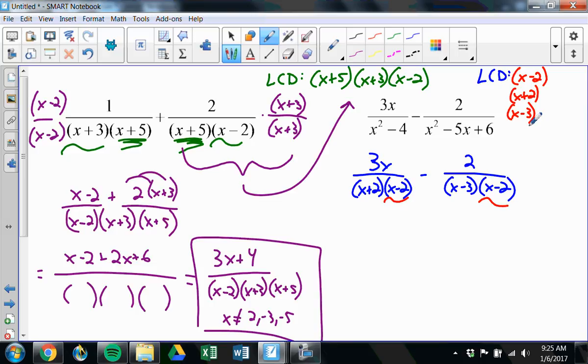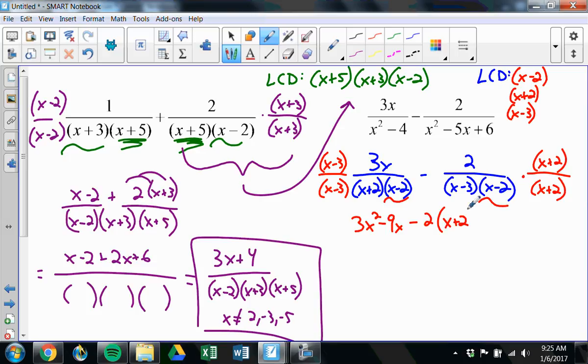So I'm going to multiply here on top on the right side by x plus 2, because it's missing an x plus 2 term. On the left side, I'll multiply by x minus 3, because that's what it's missing. And so I get, on top, 3x squared minus 9x minus 2 times x plus 2, all over my common denominator. I usually give those in increasing order, x minus 3, x minus 2, x plus 2.